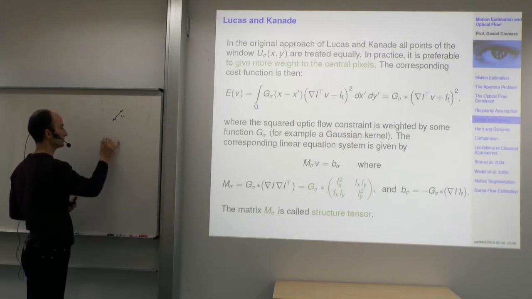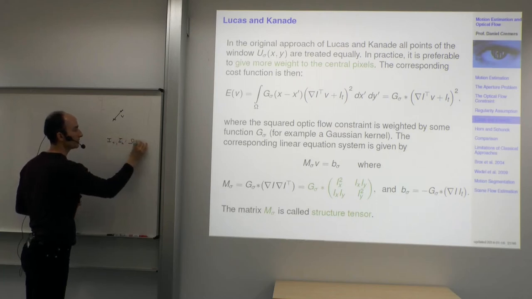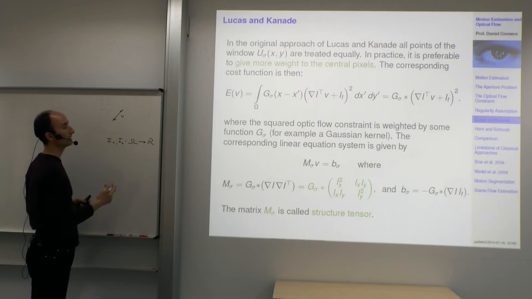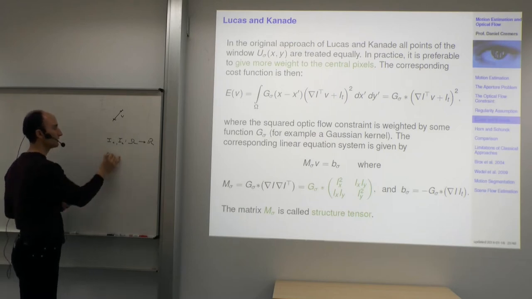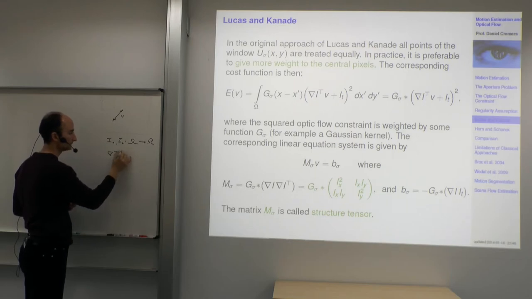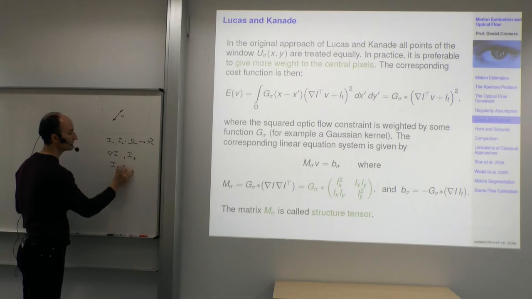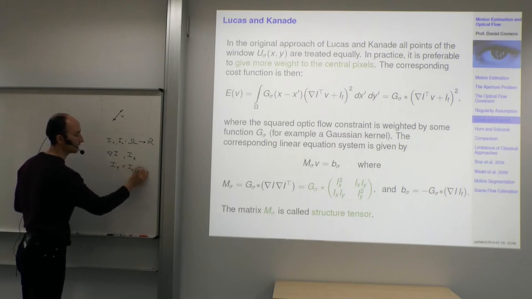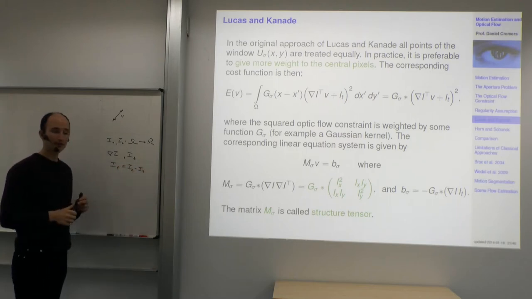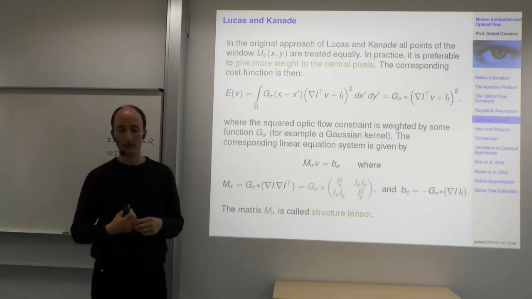Given the two images, we call them I1 and I2, both from omega, say, to R, gray value images. And then we have the gradient that we can compute, that would be the spatial derivatives. And then we have the temporal derivative that we call IT. And in practice, for two images, you can set IT is just I2 minus I1. So for every pixel, you just check how did the brightness change from one image to the next.